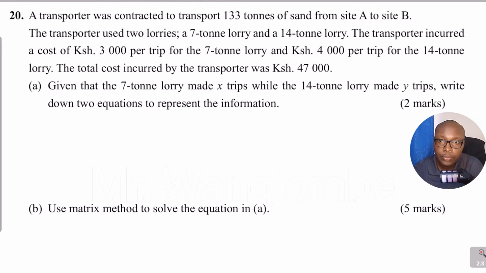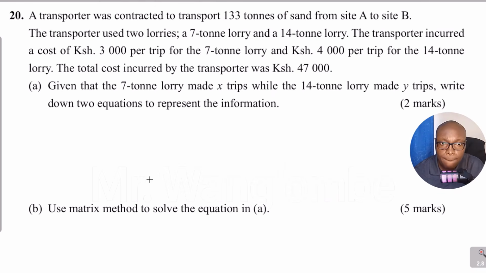Question 20. A transporter was contracted to transport 133 tons of sand from site A to site B. The transporter used 2 lorries, a 7-ton lorry and a 14-ton lorry. The transporter incurred a cost of 3,000 per trip for the 7-ton lorry and 4,000 per trip for the 14-ton lorry. The total cost incurred by the transporter was 47,000. Part A: given that the 7-ton lorry made x trips while the 14-ton lorry made y trips, write down two equations to represent the information.